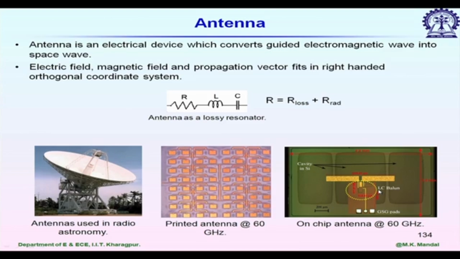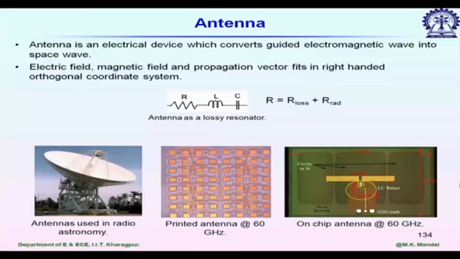At 60 gigahertz the wavelength is already 5 millimeter, and when we are designing on a PCB substrate, approximately we consider the wavelength as lambda naught by root epsilon r. So the antenna dimension sometimes becomes 1 millimeter or even less. There is a possibility to integrate an antenna on the chip itself. We will see some examples. Sometimes even the packaging used for the integrated circuit can also be used to incorporate the antenna structure.